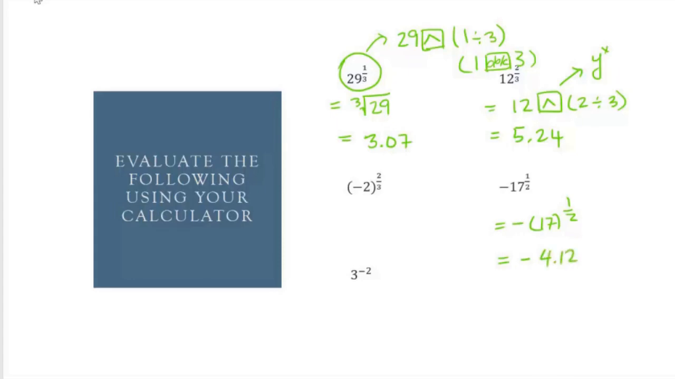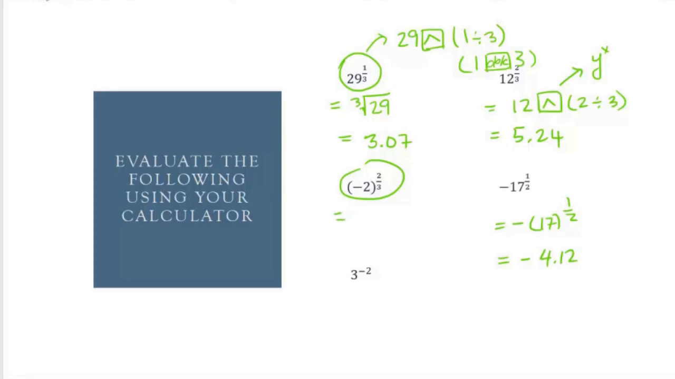Now I intentionally skipped over this one. Many calculators have a hard time dealing with this problem. Even though it's mathematically legal to do so, sometimes we get an error. What we're being asked to do here is take negative 2 and find its cubed root. And of course, you can take a cubed root of a negative number. But sometimes your calculator won't allow you to do this.